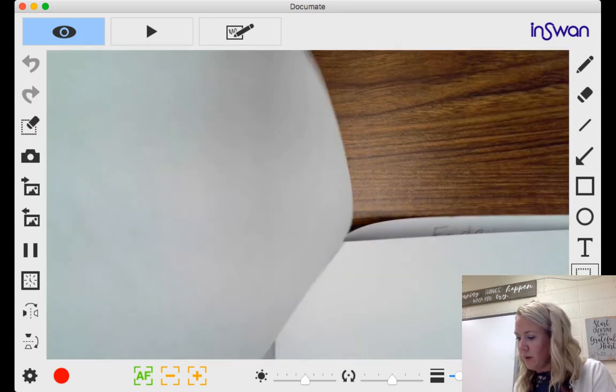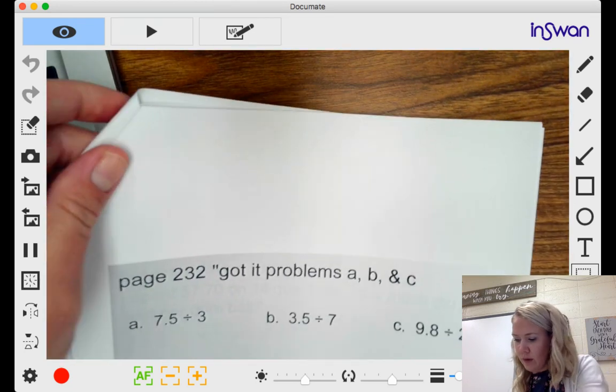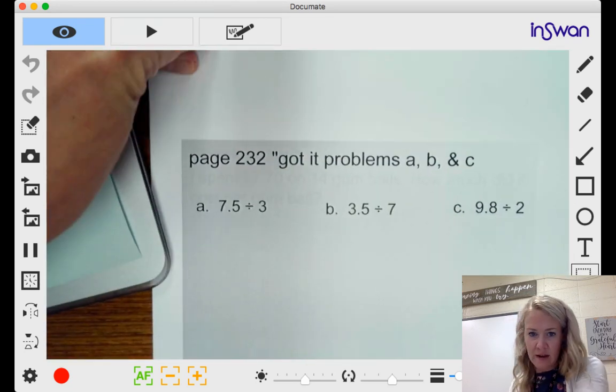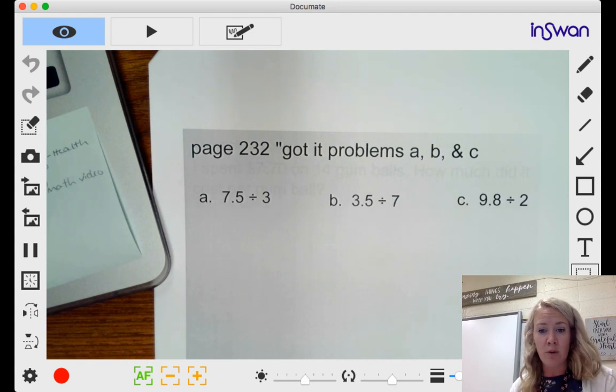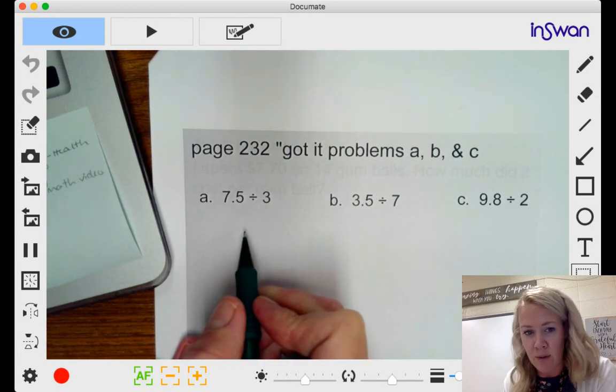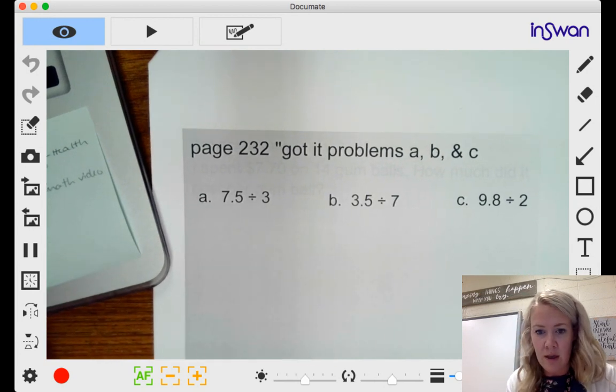All right, your next problems come from the textbook. So I would like you to go to page 232 in your textbook and try problems A, B, and C. Pause. You can play one at a time. You can play all 3 after you've tried them. Good practice here. So I'm going to get my work shown up here, and you can check your work.